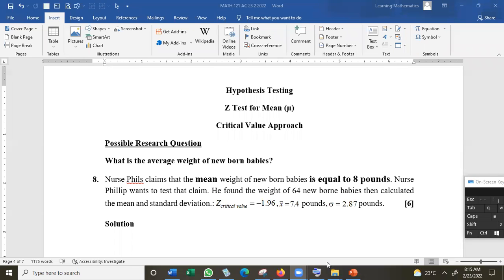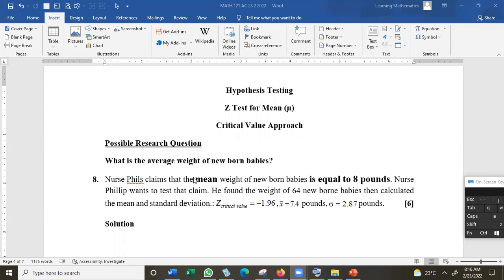Hypothesis testing, z-test for mean, mu, critical value approach. Here's a possible research question: What is the average weight of newborn babies? And here's a hypothesis. Nursefields claims that the mean weight of newborn babies is equal to 8 pounds. So that's Nursefields' hypothesis.